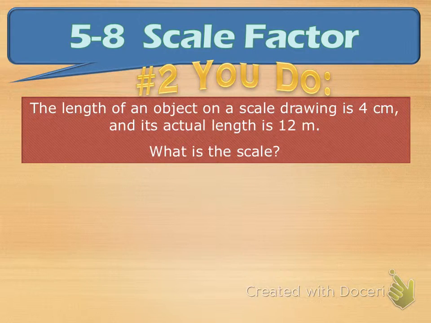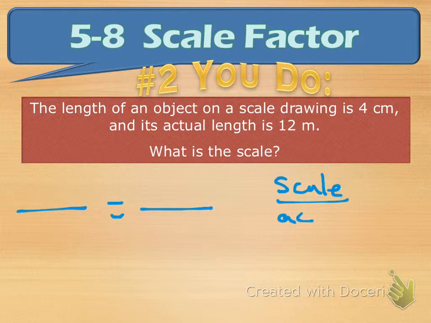So looking at number 2, the length of an object on a scale is 4 centimeters and its actual length is 12 meters. What is the scale? So remember, we're going to set it up as a ratio. You're going to make sure you put the scale on top and the actual on the bottom.